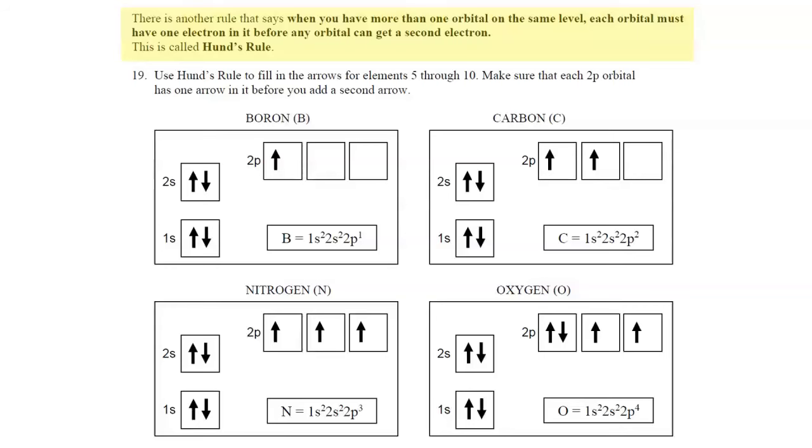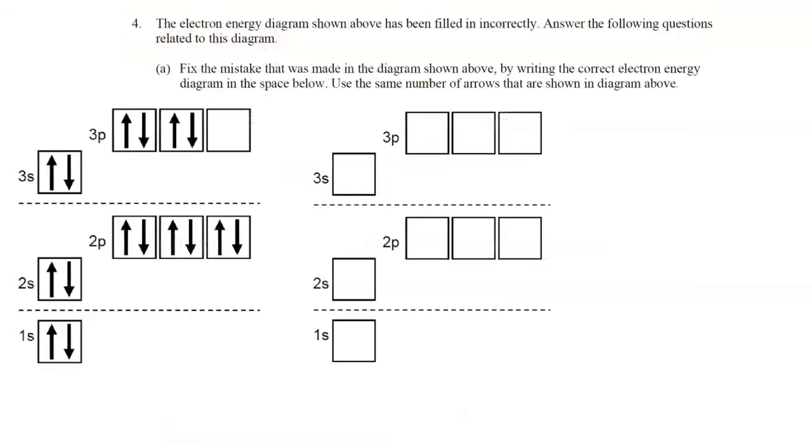So that particular pattern, which is according to Hund's rule, was not followed for this electron energy diagram. And so that's the mistake that was made. Now, the first 2, 4, 6, 8, 10, 12 electrons were done correctly. But when we get to the 13th electron, it would go in the 3p sublevel. And then here's the 14th electron, the 15th electron.